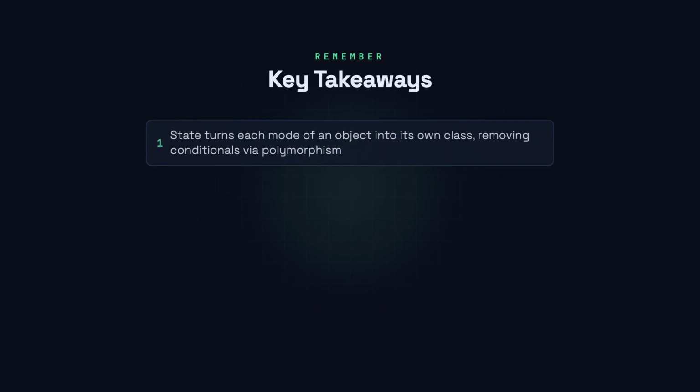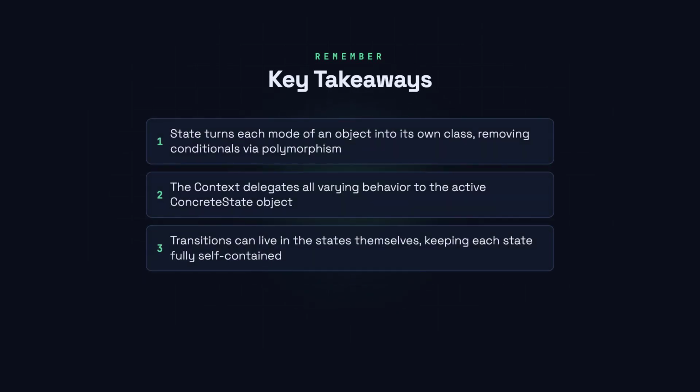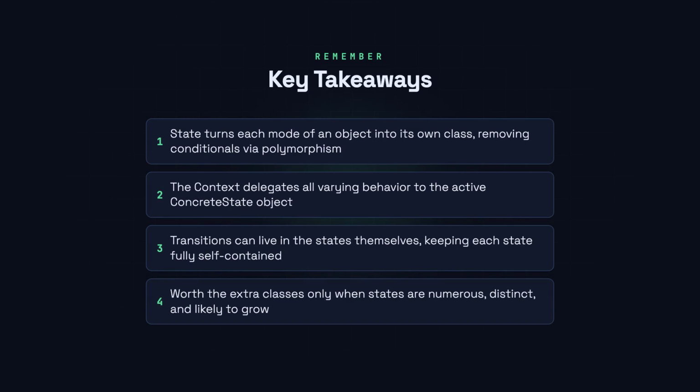To summarize, the state pattern models each distinct mode of an object as a separate class. The context holds a reference to whichever ConcreteState is active and delegates to it, no switch statements required. States manage their own transitions by calling back into the context. The pattern pays for itself when states are meaningful, multiple, and evolving. For simple two-state objects, it is almost always overkill. Recognize the smell, a big switch on a status field, and you will know exactly when to reach for it.